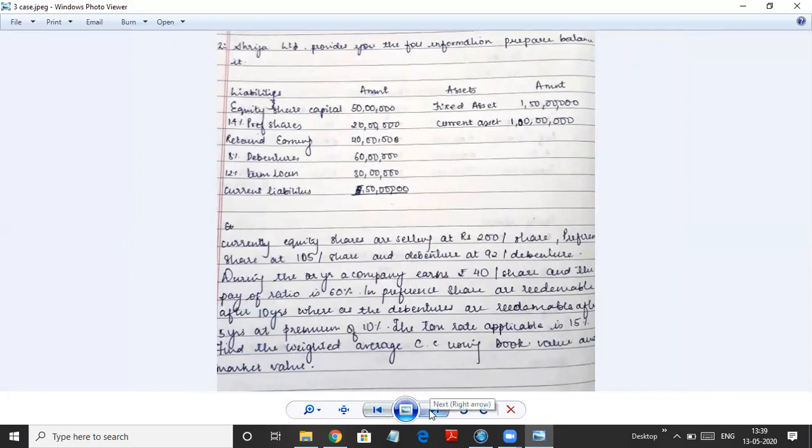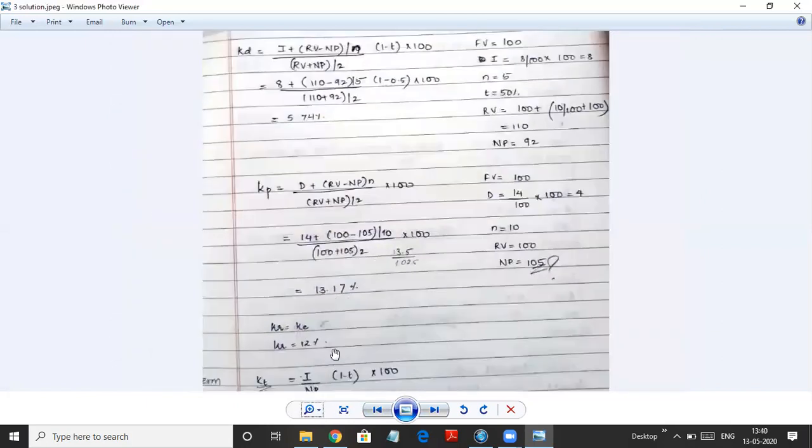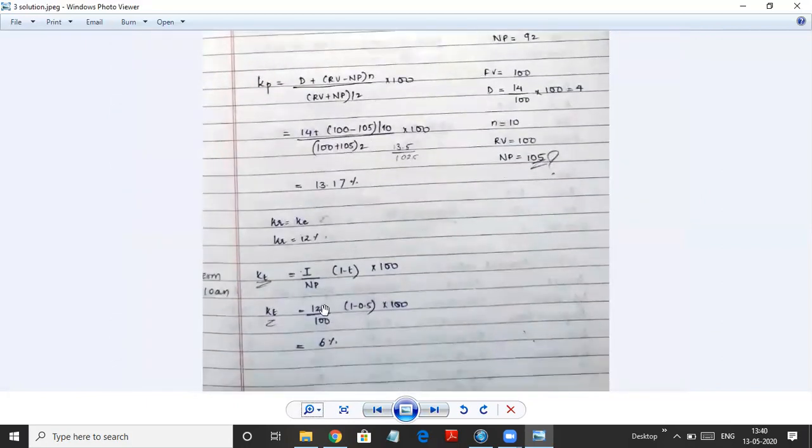So irredeemable we will assume. We assume face value to be 100. Term loan interest they have given in the question as 12%. So 12% of 100, that is 12 rupees, would be the interest, divided by net proceeds. Assume it as 100 because you have assumed face value 100, into (1 minus tax rate) into 100. You get cost of term loan as 6%. Remember, I have assumed face value 100.